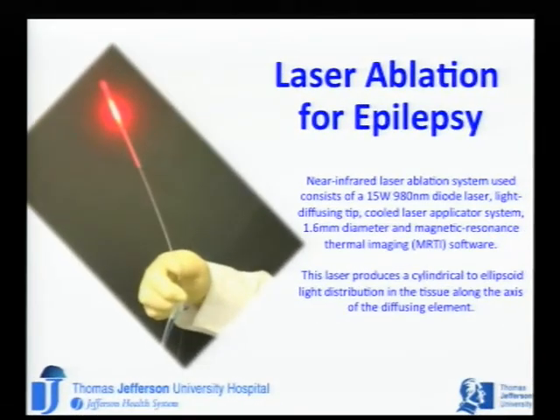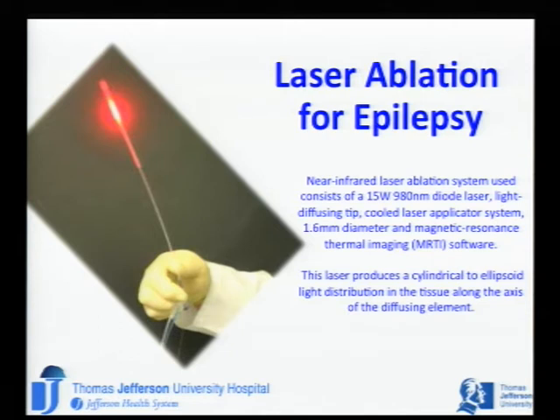So the laser ablation tool is basically a near-infrared laser. It can deliver up to 15 watts of energy through this 980 nanometer tool. It has a light diffusing tip. The diameter of this tool, just to give you a sense, is that this fiber is 1.6 millimeters. So it's a tiny fiber that you place inside it. And typically you can ablate tissue 8 millimeters to a centimeter from the radius where the probe is.